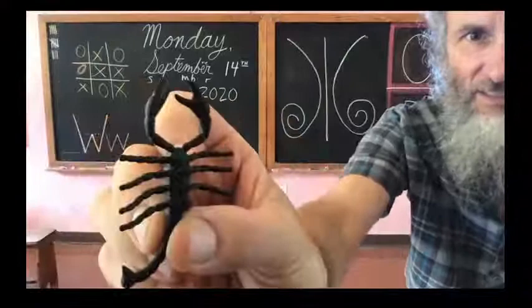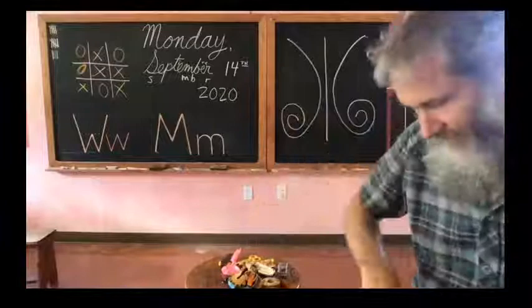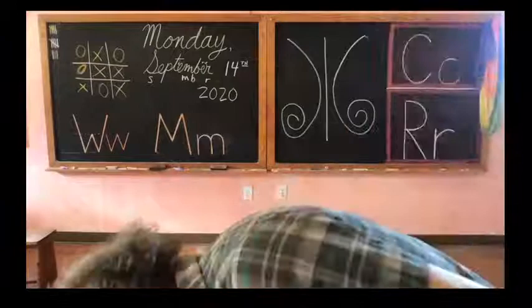Oh, here's another really good spider. Looks kind of real. Oh, even jiggles a little bit. Another different kind of snake. There's no snakes in Hawaii, except for that one little tiny blind one, right? Here is upper and lower case, big and little S.